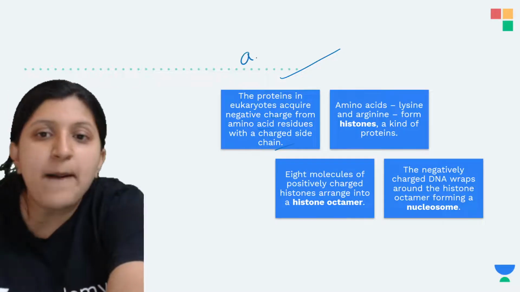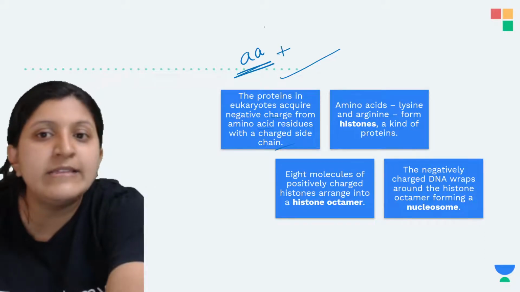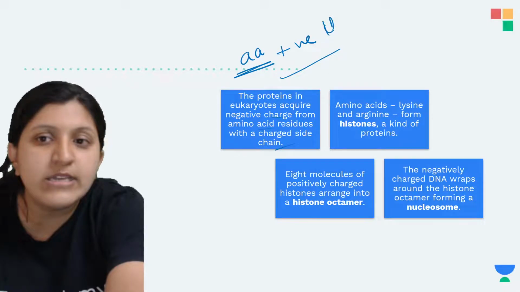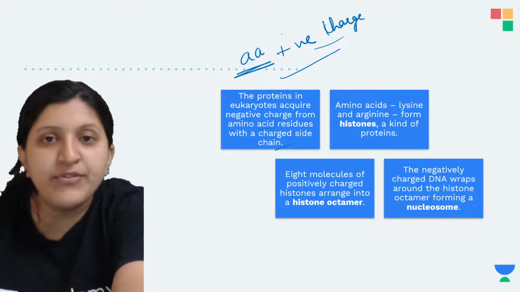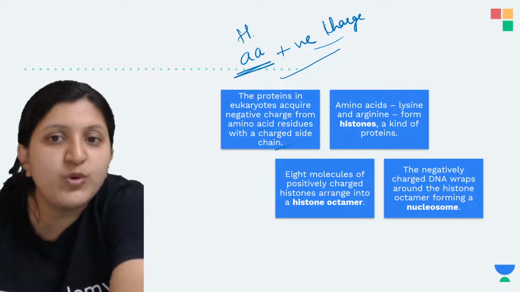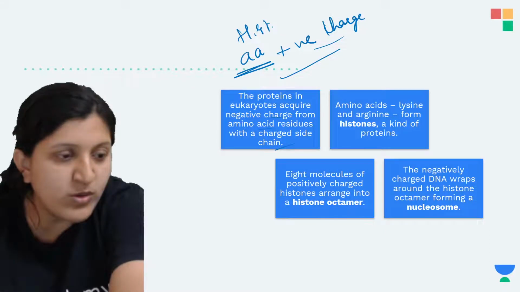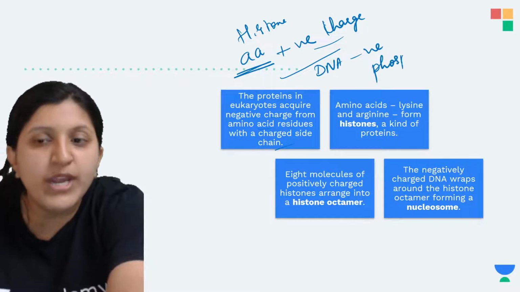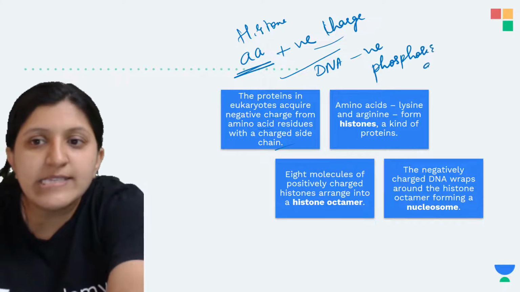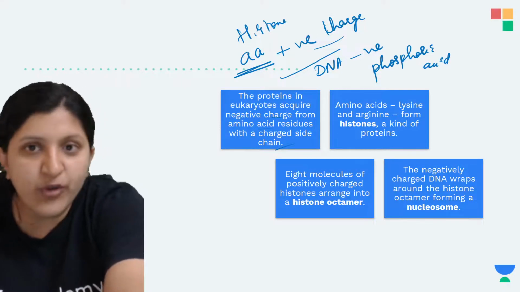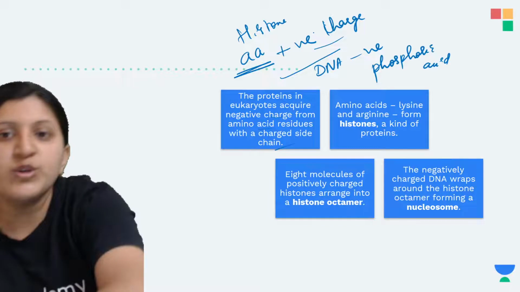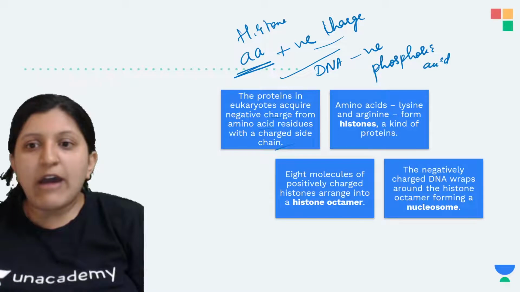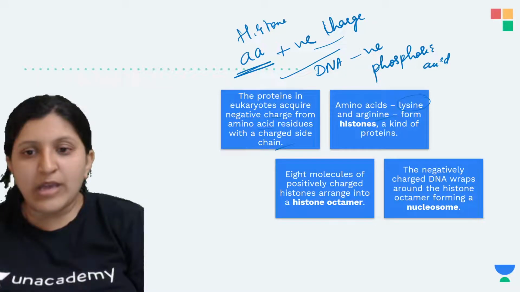So that means the amino acids in this histone protein are positively charged. Based on that charge, the histone protein is positive, and DNA has a negative charge because of the phosphoric acid. The phosphate group is making DNA negative, and the histone, having amino acids, is making it positive.